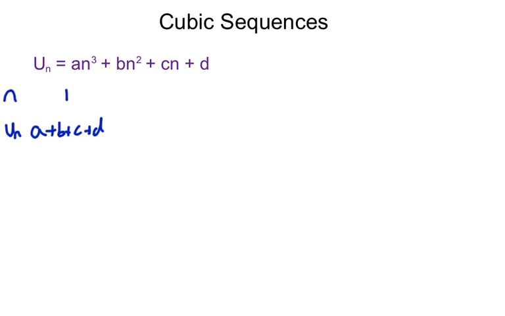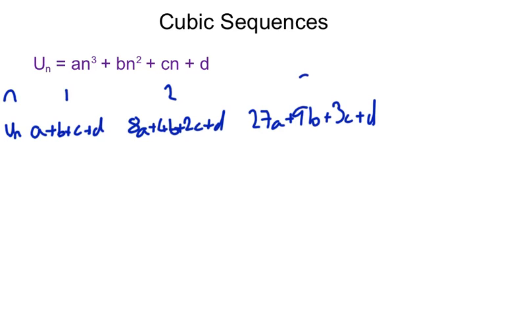When n is 2, we get a times 2 cubed, so we get 8a plus b times 2 squared, so plus 4b, plus c times 2, so 2c, plus d. That's when n is 2. When n is 3, we get a times 3 cubed, so that's 27a plus b times 3 squared, so that's 9b, plus c times 3, so that's 3c, plus d. That's when n was 3.